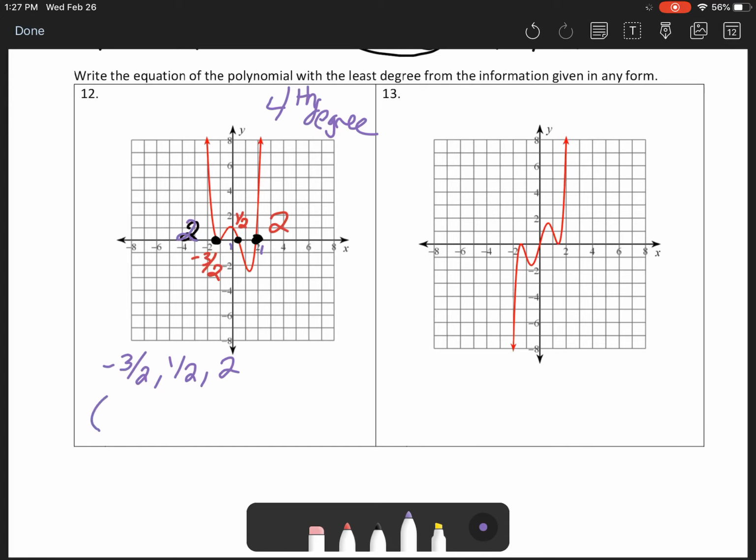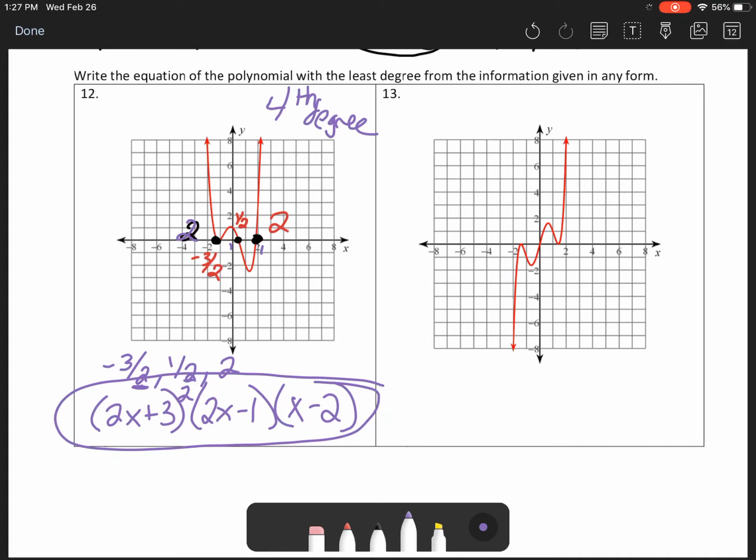So when I write this out, well, I'm dividing by 2, so I know the root is going to be multiplied by 2. And instead of minus 3, it's going to be plus 3. And that had a multiplicity of 2. This one is going to be 2x minus 1 and x minus 2. And so there's my function.